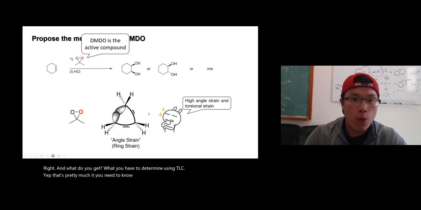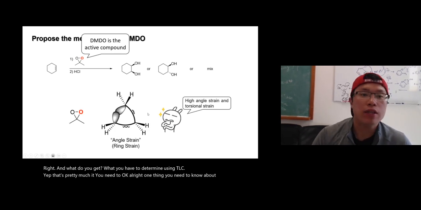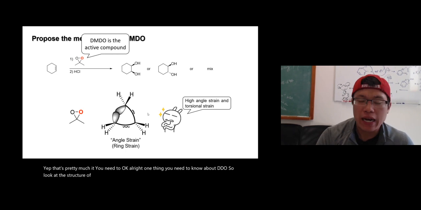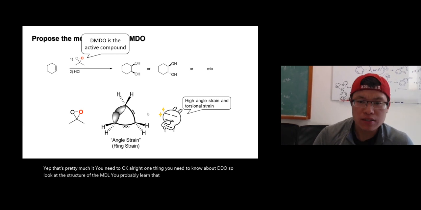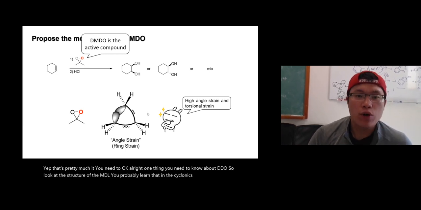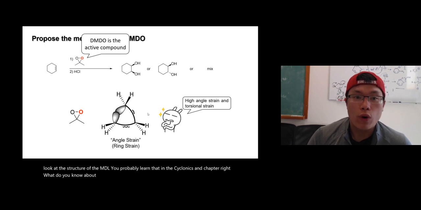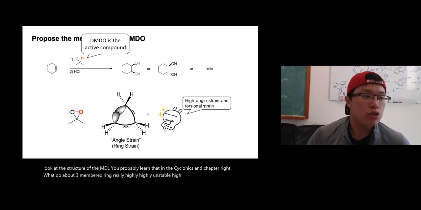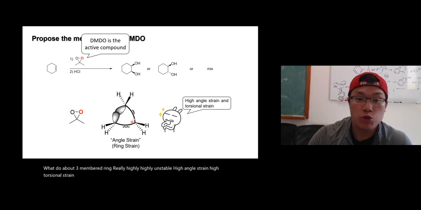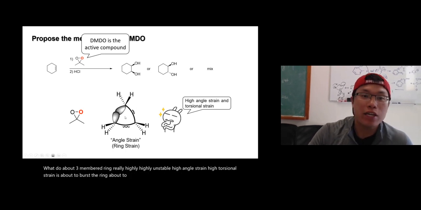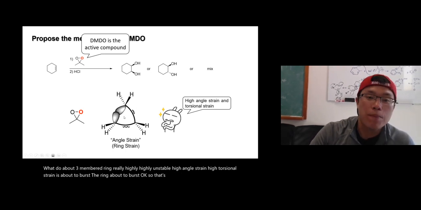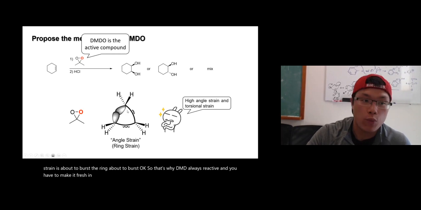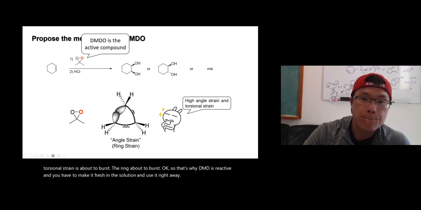One thing you need to know about DMDO. Look at the structure of DMDO. You probably learned that in the cyclohexane chapter, right? What do you know about a three-membered ring? Well, it's highly unstable, with high angle strain and high torsional strain. It's about to burst. So that's why DMDO is reactive, and you have to make it fresh in the solution and use it right away.